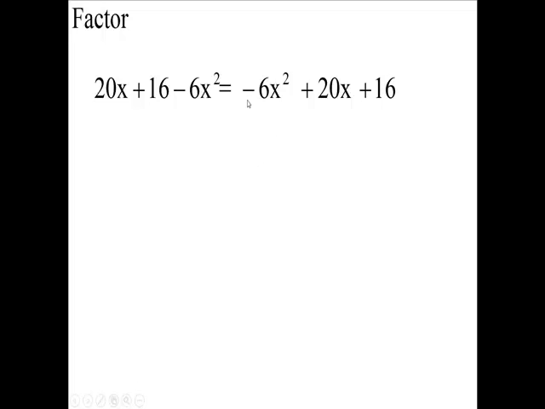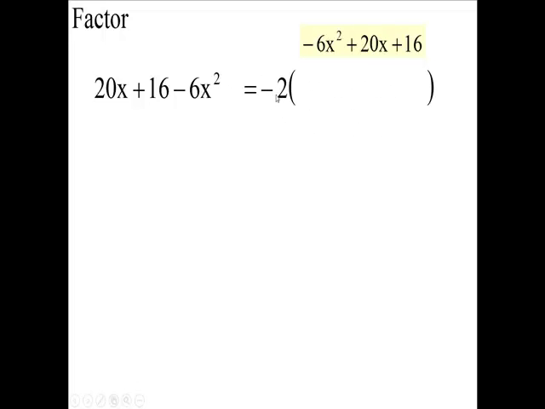Now, whenever you have a negative coefficient on the x squared term, it's very hard to factor, okay? Very hard to factor. So what I want to do is get rid of that negative there. And another thing I'm noticing, you have an even number, and even number, so I could divide all three of these by 2. But if I divide by minus 2, okay, watch what happens.